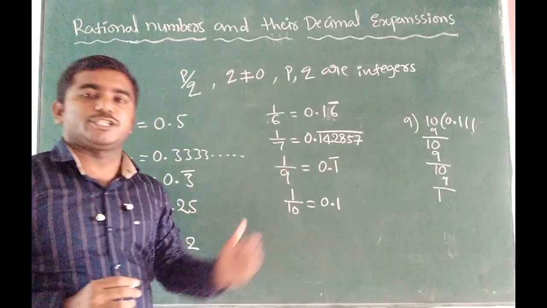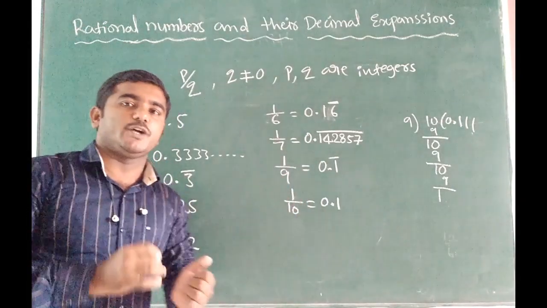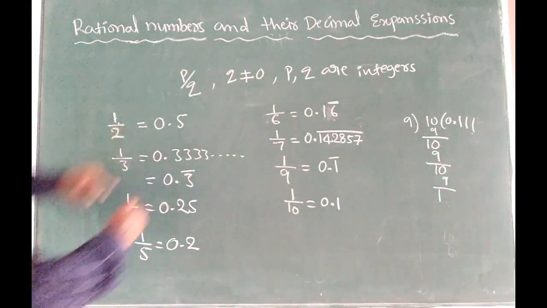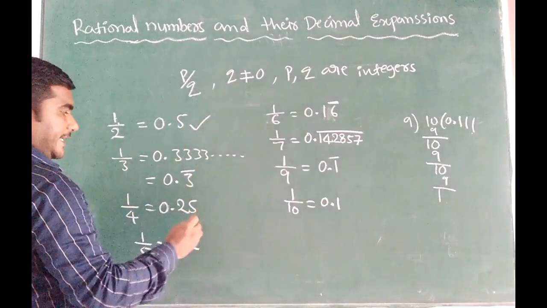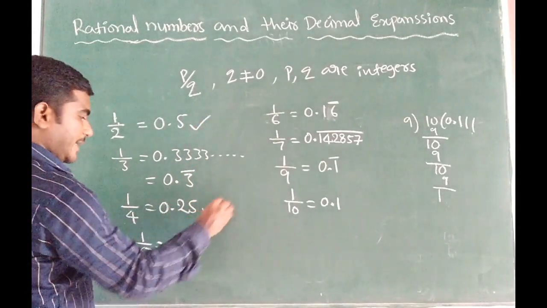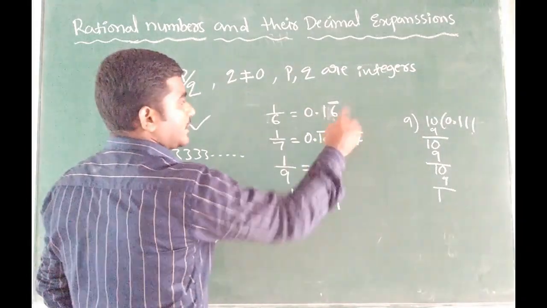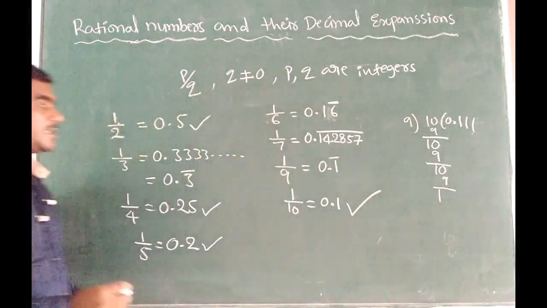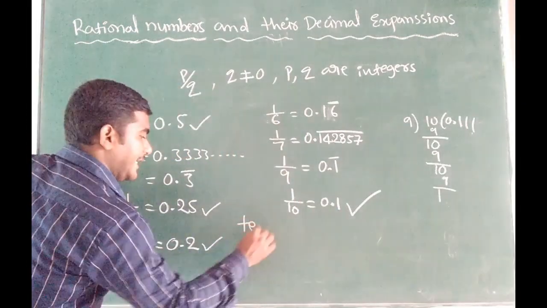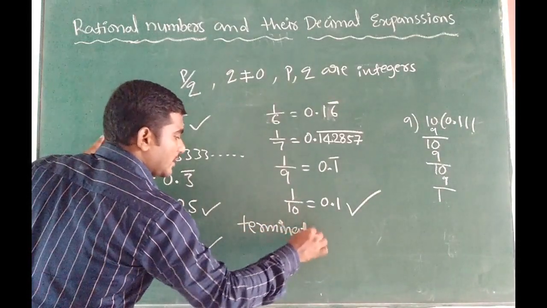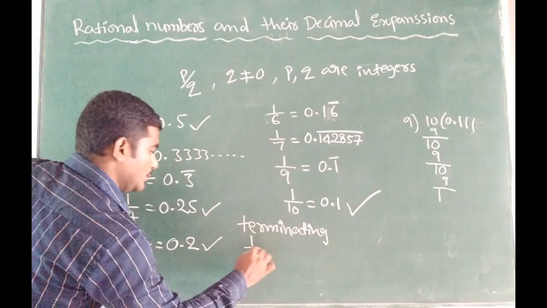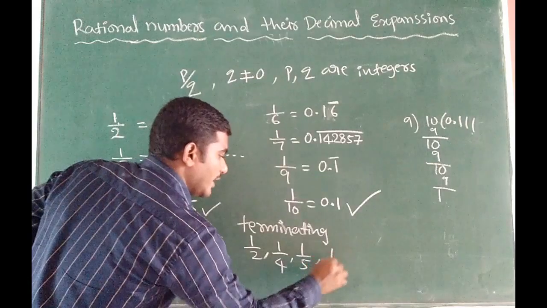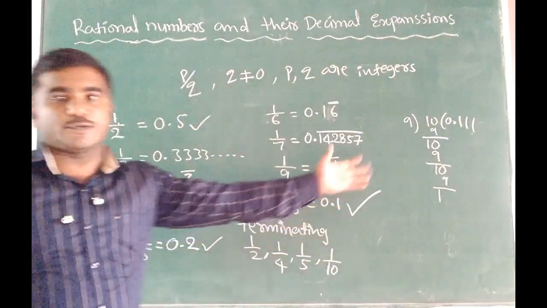These are the decimal expansions of some rational numbers I have taken. Once you observe here, which is terminating and which is not terminating. See, 0.5 is terminating, this is not terminating, this is not terminating, this is terminating, this is terminating. Next, this is not terminating, this one not terminating, this one also not terminating, this is terminating. So what are terminating here? 1 by 2 terminating. I am writing terminating. What are the terminating values? 1 by 2, next 1 by 4, next 1 by 5, 1 by 10. See, 1 by 11, 1 by 12 also you can take.